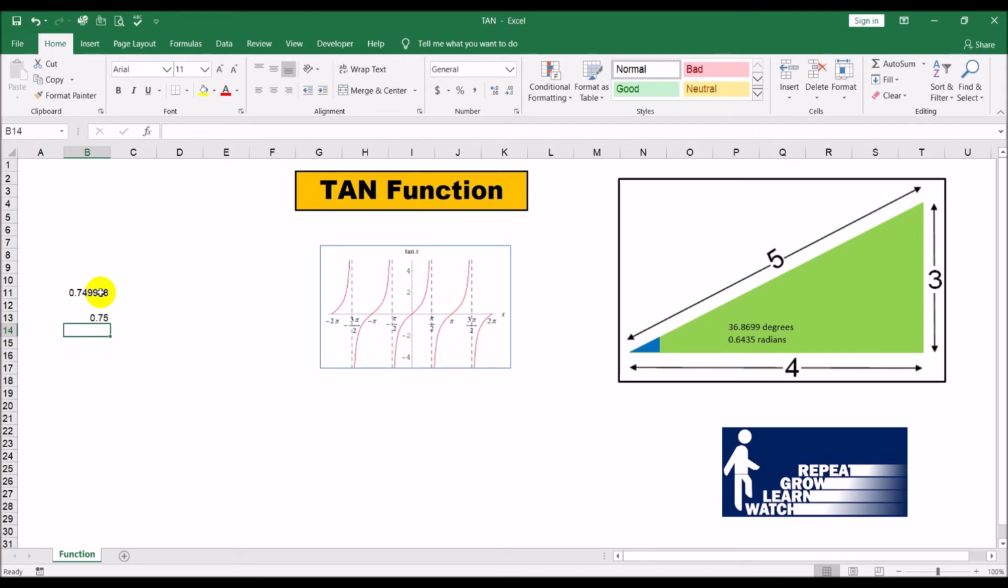We use this a lot in maths and in engineering. So this is the video on how to calculate the tangent function using Excel. And once again, I repeat, angles are in radians, and if you have angles that are in degrees, you have to first convert them into radians and then use the tan function.